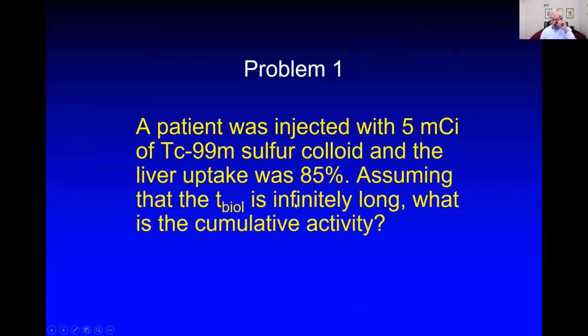Now, I'm going to do one simple calculation for you, and then I'm going to skip a couple of the other problems that are here because I don't think that they're important enough to spend time on. Let's say we gave a patient 5 millicuries of sulfur colloid, and the liver uptake was 85%. So 0.85 times 5 is about 4 point something. And assuming that the biological half-life is infinitely long, and we know that's correct, sulfur colloid never clears the body. We humans can't ever get rid of it. And 100 years from now, when we die, it's still in our liver. It's not harmful at all.